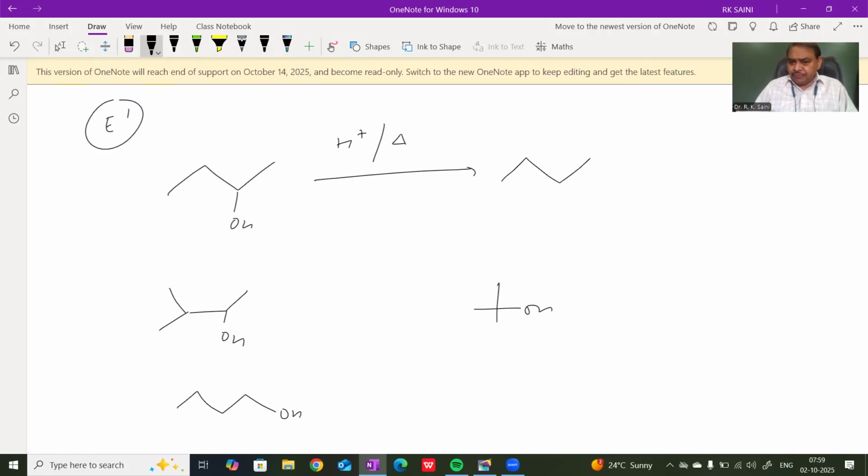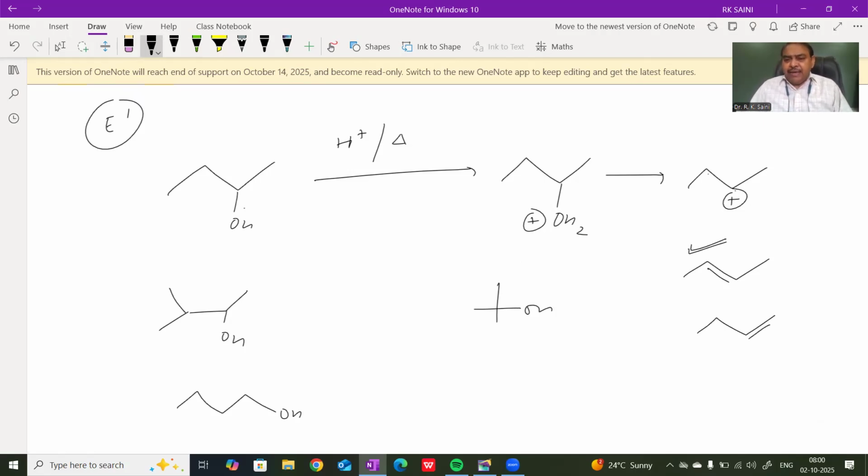For example, when this alcohol is heated in presence of acid catalyst, then after protonation it changes into a carbonium ion, and by the loss of H plus ion, it gives two types of alkene, namely 2-butene and 1-butene. In E1 elimination, the more stable alkene, known as the Saytzeff alkene, is the major product. More stable alkene means the alkene with more alpha hydrogens is more stable, and this alkene is known as the Saytzeff alkene. Therefore, Saytzeff alkene is the major product in E1 reaction.